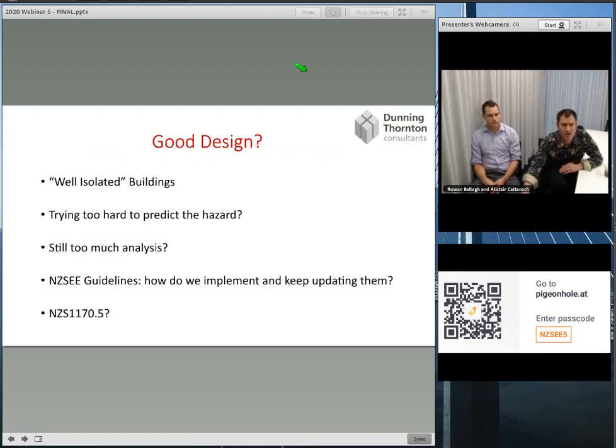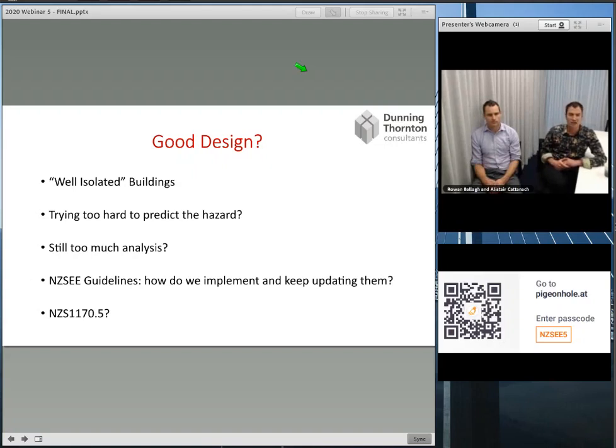So, summary slide: have we done good design? I guess we like to ask ourselves these questions. We feel all three buildings, with the stiff moment frames on site 9 and the rigid frames on the other two, we think we've created very well isolated buildings. We've played with the softness of our bearings and we've created stiff superstructures, so we're getting good separation between the ground period, the isolation period and the building's period. And so we're hoping that the likelihood of resonance there is reduced.